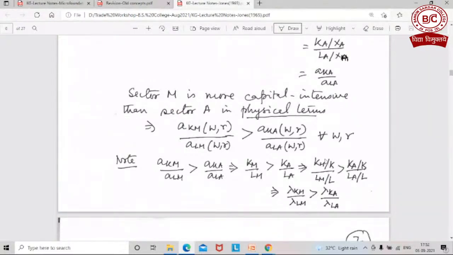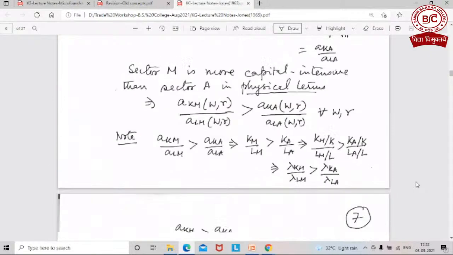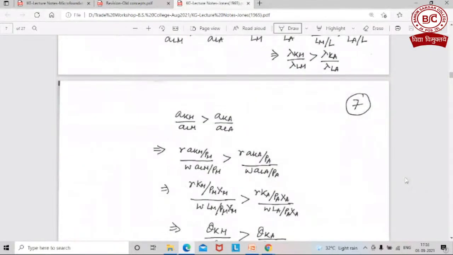We have just considered various types of notations. I can write it as KM by K, which is the share of KM in total K, and we call it lambda KM, lambda LM. But I'm not going through all these things now. Just have a look here: aKM by aLM greater than aKA by aLA. I can deliberately multiply both sides by R divided by W, and divide the numerator by PM here, denominator by PM, divide the numerator by PA here, divide by PA. It doesn't matter because PA is 1 and PM gets cancelled out. Is it okay? Do you agree?